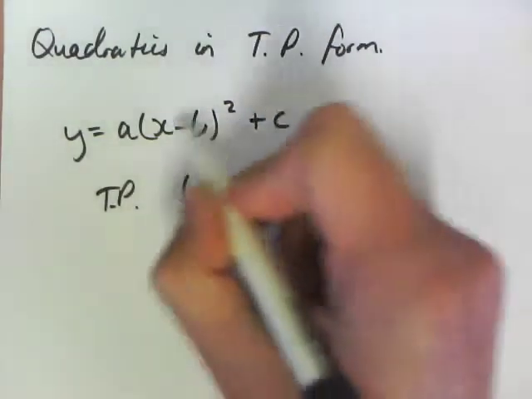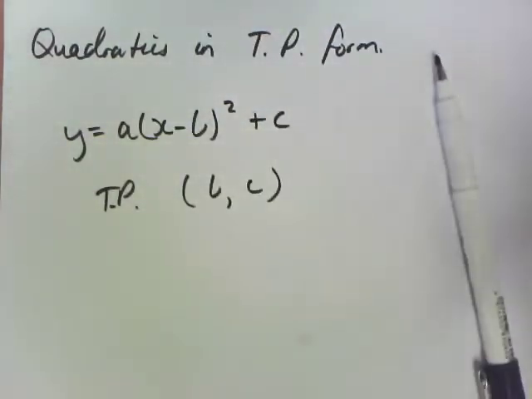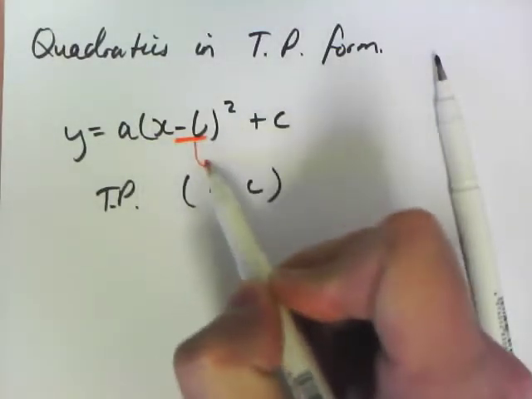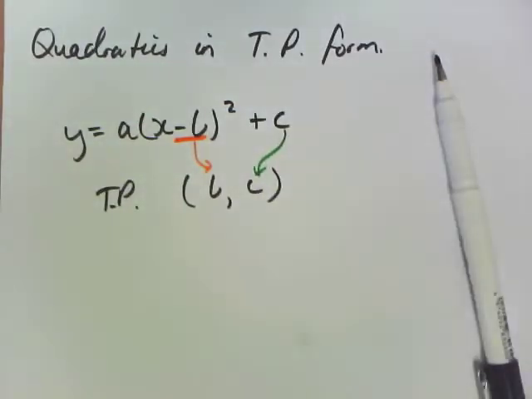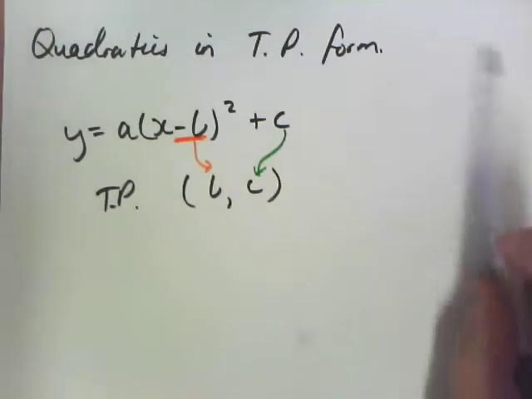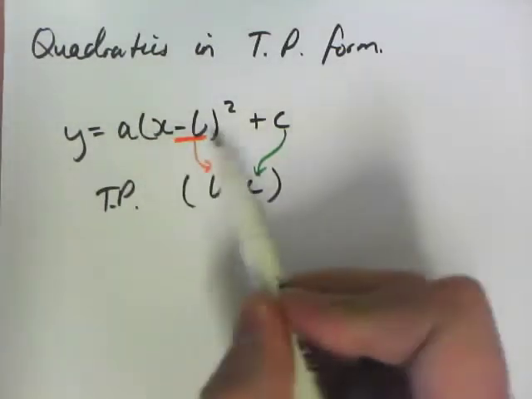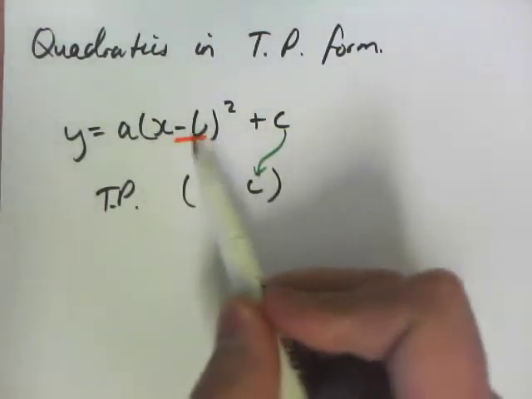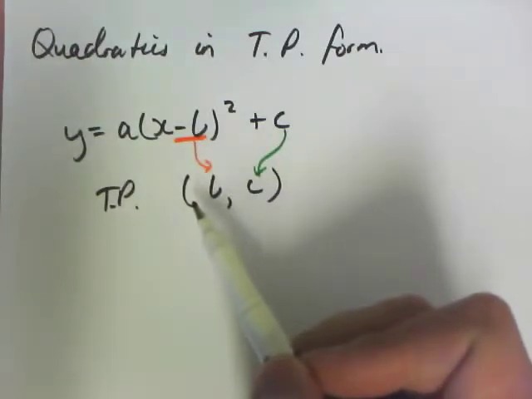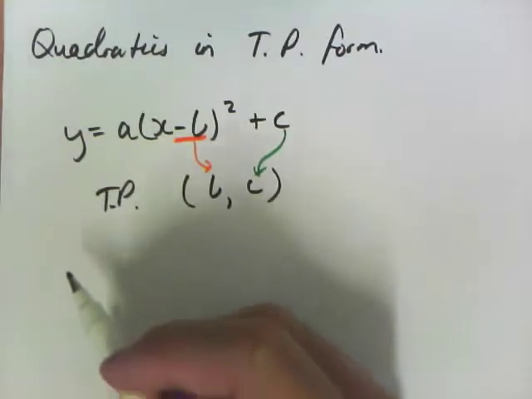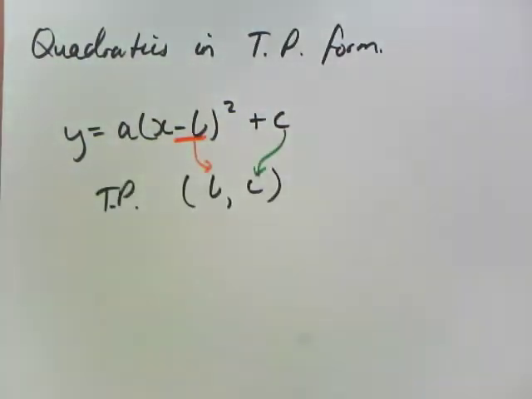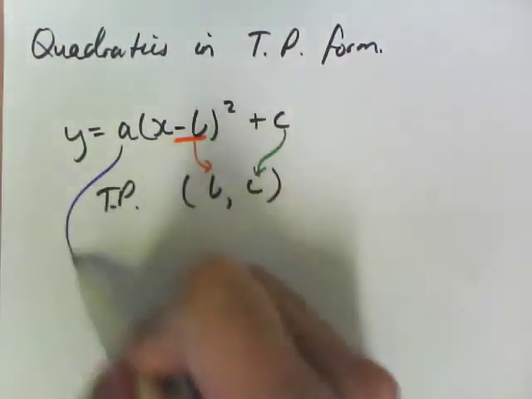Notice the change of sign. So notice the change of sign to go to there, and the lack of change of sign to go to there. So c just carries down, but your b, which is inside your brackets of your squared, needs to be changed in sign. If we haven't talked about a yet, let's bring a down here.